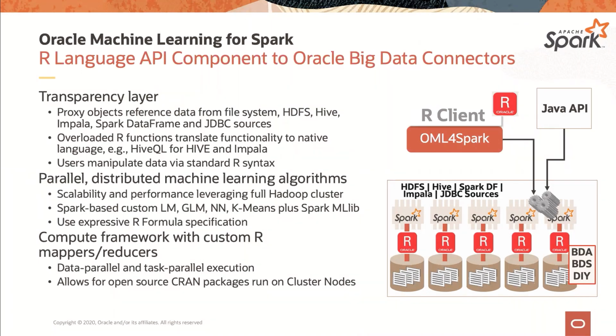As a function of these APIs that we offer, we have a transparency layer. So on top of proxy objects, you actually are able to use R basic components and language, statistics and tables and aggregations directly against some of these components like Hive or Impala or Spark DataFrame. And we overload some R functions, so they are going to be basically native for you. And you can manipulate data using the standard R syntax. So I'll show you guys in a demo that I have.